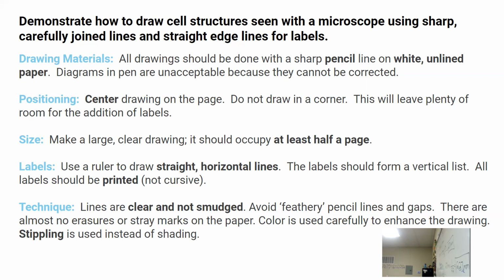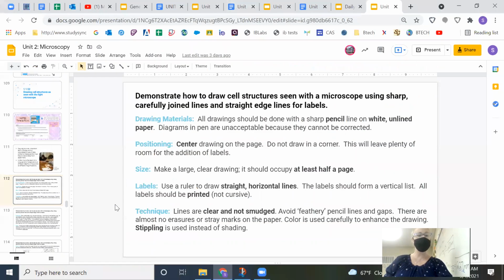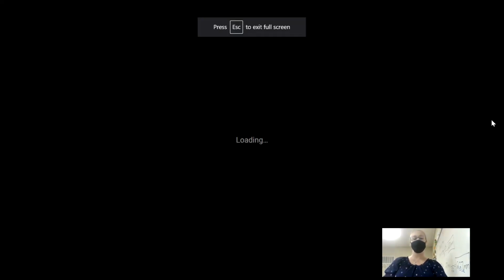Labels. You will use a ruler. I should have bolded ruler. I will do that right now. Labels. You will use a ruler to draw straight horizontal lines. They have to be horizontal. No angled lines. Don't worry, I'll show you examples.